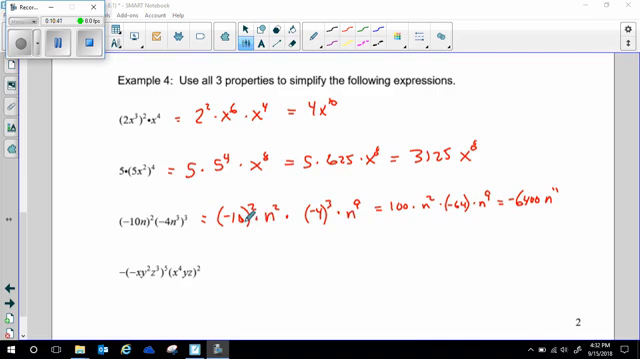Simplifying, negative 10 squared is a positive 100, whereas negative 4 to the third power is negative 64. And then when I further simplify, I can multiply the numbers together. These two end up being negative 6400, and then these two come to n to the 11th. Hopefully everybody got that. If you did not, revise your work and check your answers with mine.